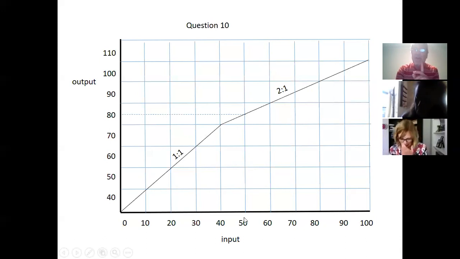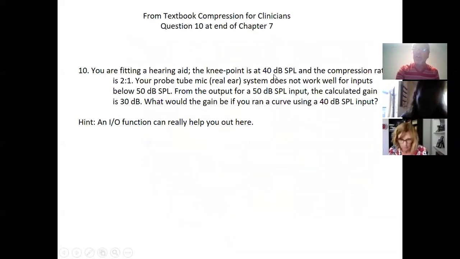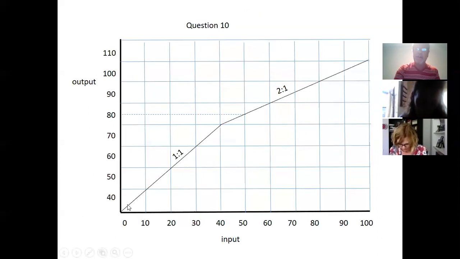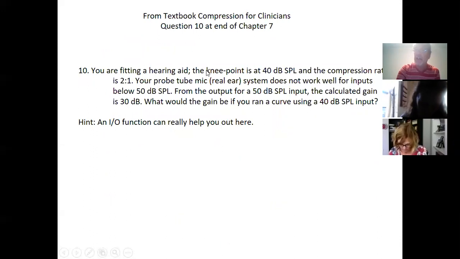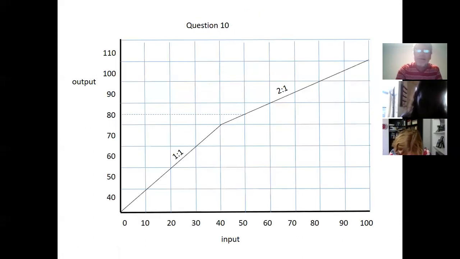Okay. So you know that 50 in is 80 out, but you don't know where to draw your lines? Yeah, you do, because we said the knee point's at 40. Like it says right here, your knee point is at 40, and your compression ratio is 2:1. So you do have the hints to draw the graph. You're drawing 1:1 up to 40, and then from then on, you're making your compression ratio 2:1. So you know how to draw the lines because the question gave it away here. The knee point's at 40 and the ratio is 2:1. Okay, that's what it says.